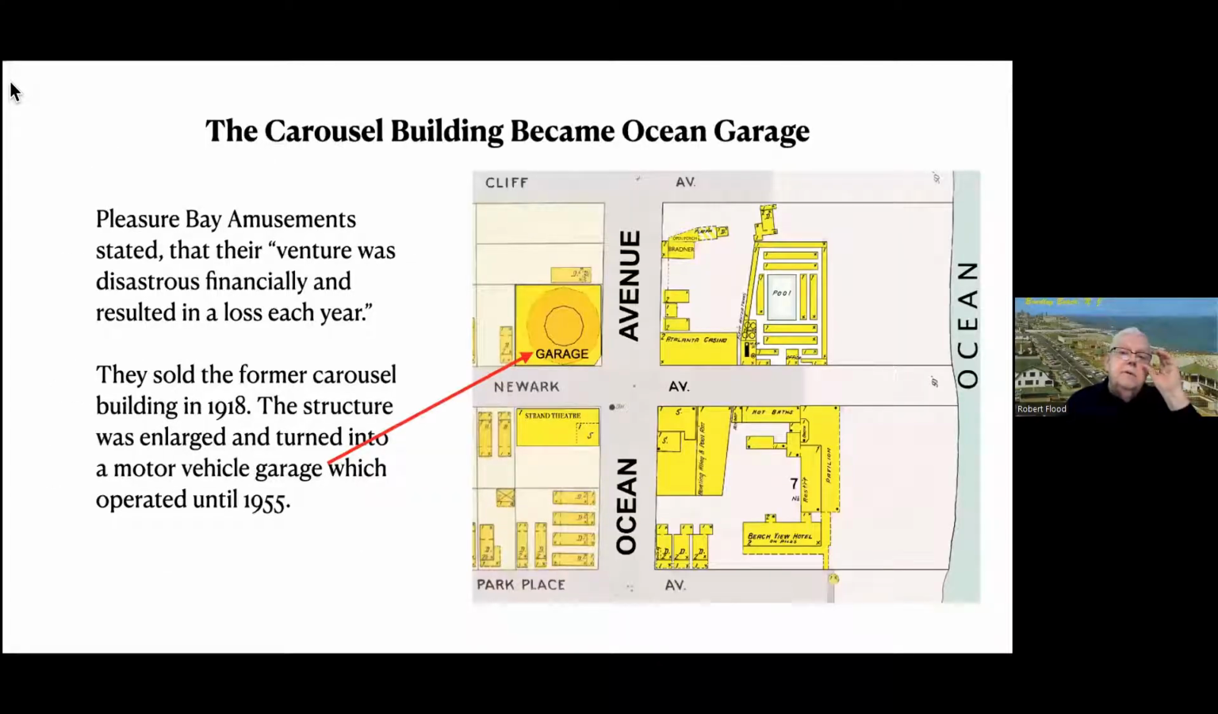The Carousel building became the Ocean Garage. Pleasure Bay Amusement stated in the paper that, quote, their venture was disastrous financially and resulted in a loss each year. They sold the former Carousel building in 1918. The structure was enlarged and turned into a motor vehicle garage, which operated until 1955.